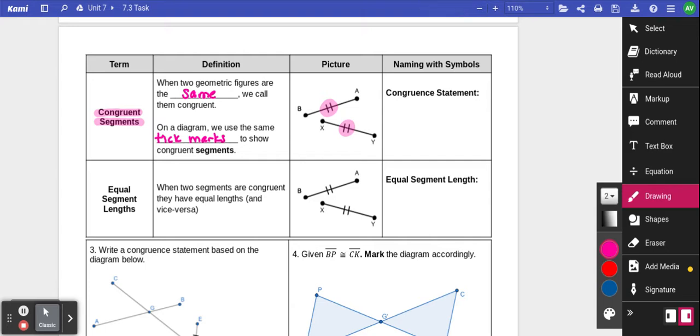Now, we have a special symbol for congruent, so we're going to talk about that now. In this problem, we would say that segment BA is congruent to segment XY. But rather than writing out the whole word congruent, the symbol for congruent looks like an equal sign with a little squiggle on the top.